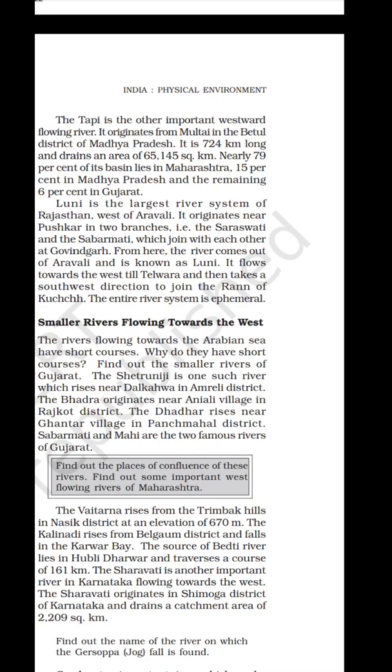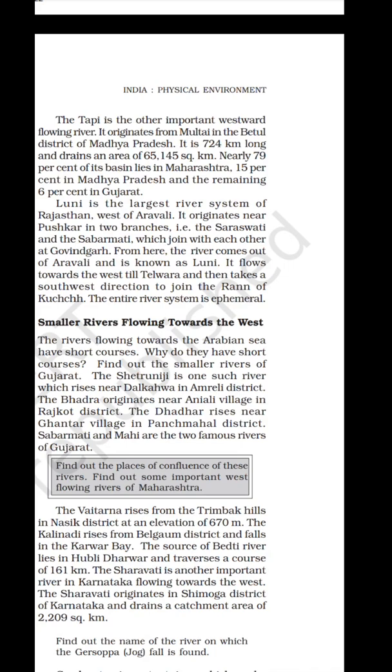Find out some important west flowing rivers of Maharashtra. The Vaiterna rises from the Triambake Hills in Nasik district at an elevation of 670 meters. The Kali Nadi rises from Belgaum district and falls in the Karwar Bay. The source of Berti river lies in Hubli Darbar and traverses a course of 161 kilometers.